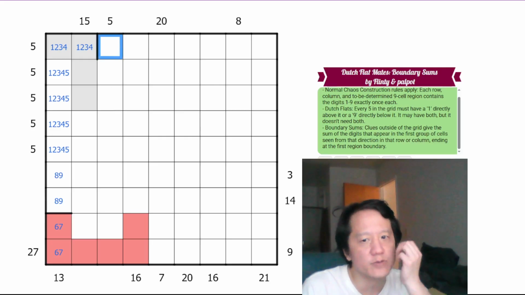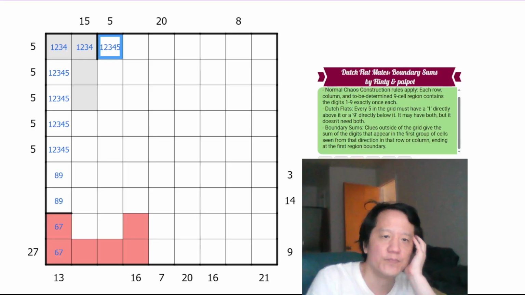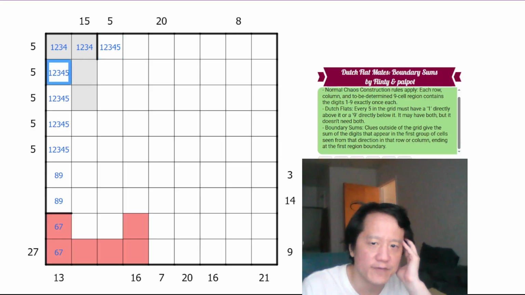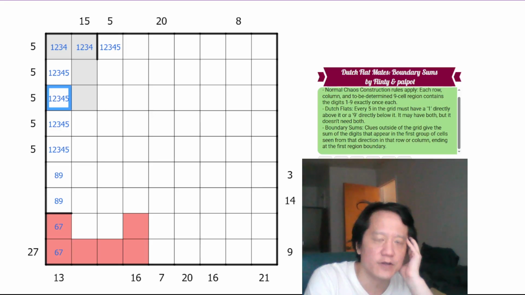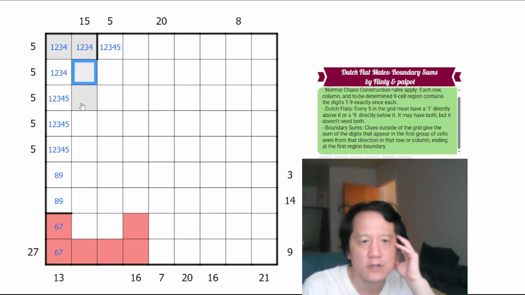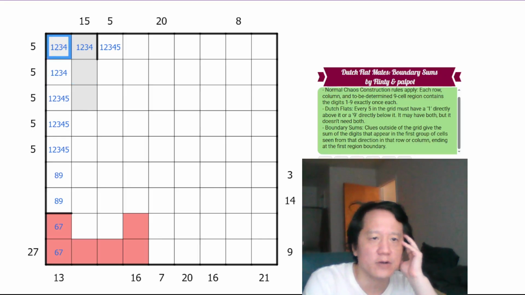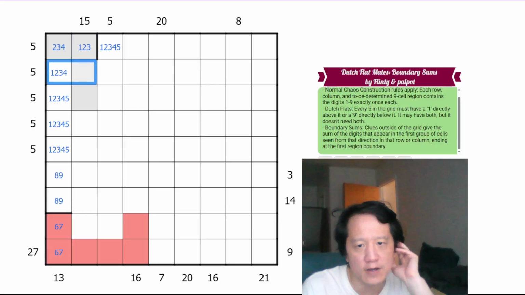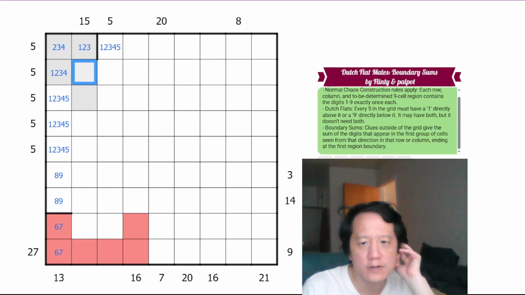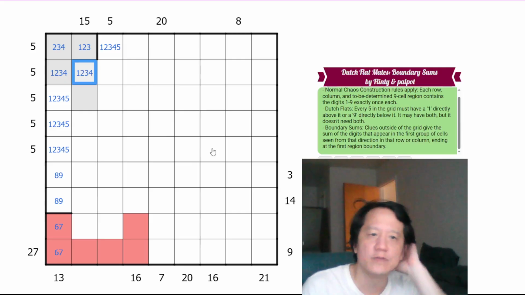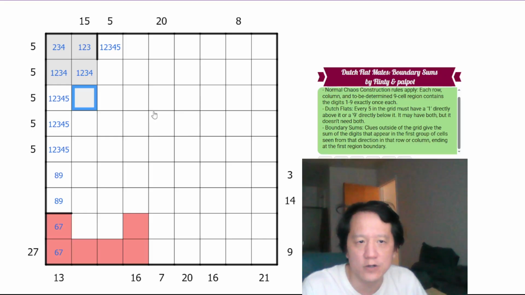And this has to be 1 through 5 also. So this cannot be 5 here, because if we try to have a 5 here, then this would not be part of its region. So 1 cannot be here, so this can't be 4. This must be 2 digits adding up to 5. And this is 1 through 4 here. That means this can't be 1 through 4 here.